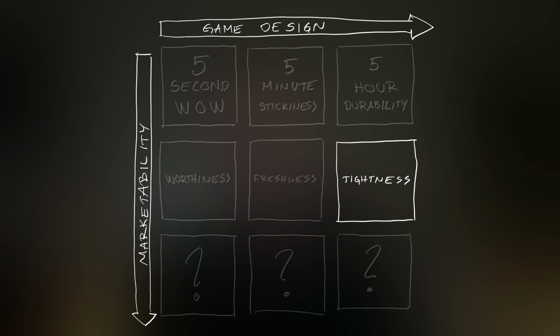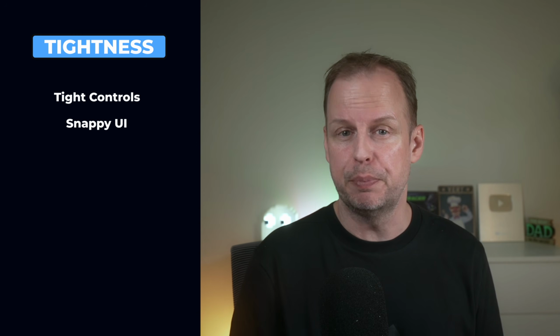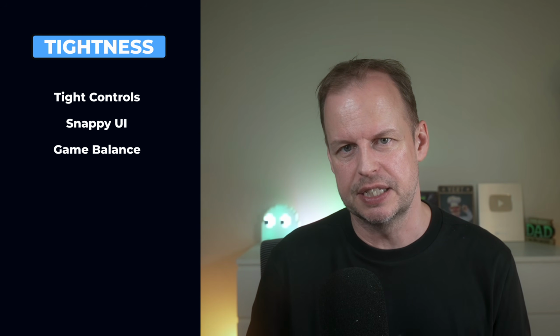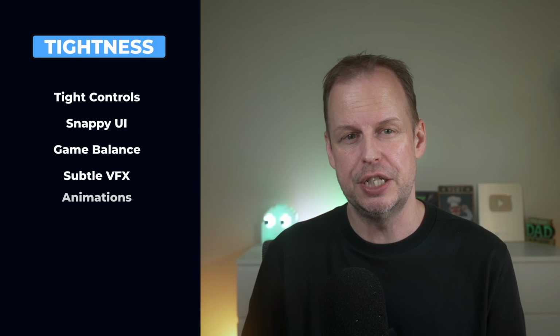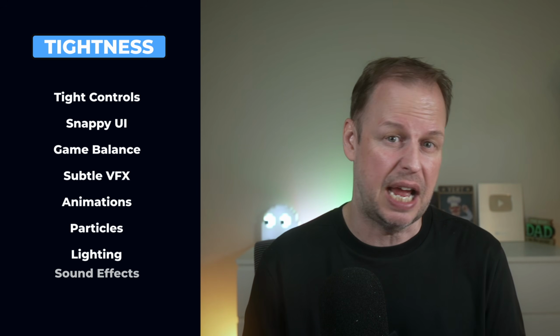And then we've got cell 6, tightness. This is just pure polish. Everything feels responsive and professional. Tight controls, where jumping feels instant. Snappy UI, where menus pop, score numbers bounce like pinball, and the difficulty is balanced. Subtle visual effects, animations, particles, lighting, sound effects, all add to the polish. The rule is, don't add more features, tighten what you already have.